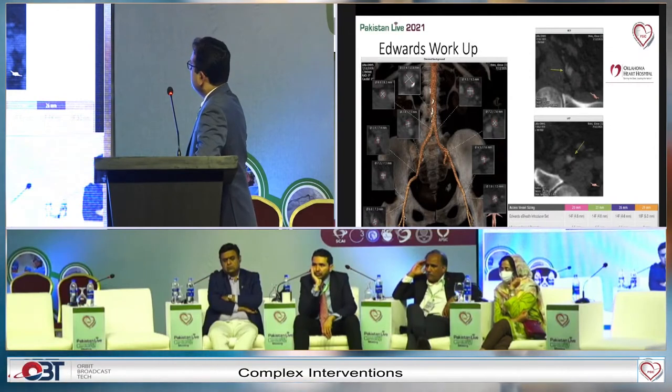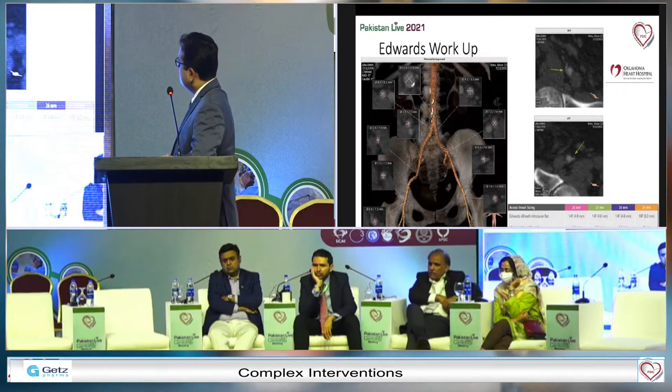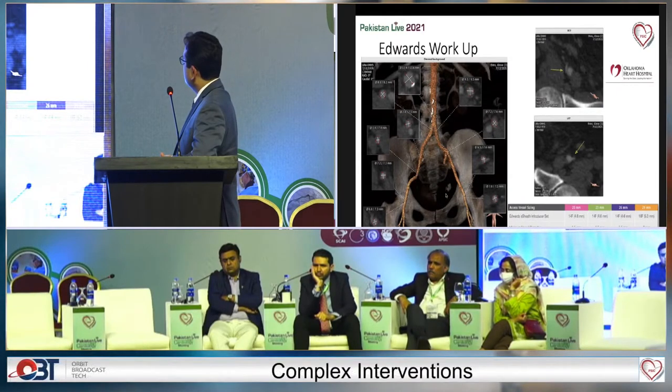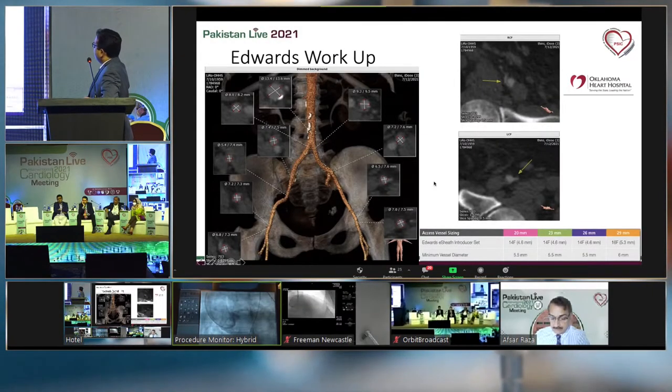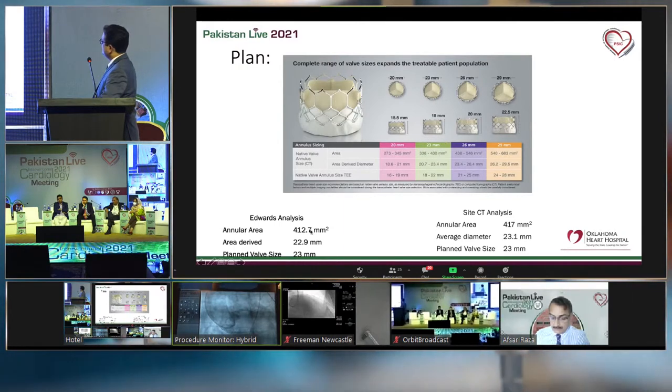This is the sizing chart. So what I would have you notice is that annular area is 412 by Edwards, and we measured 417, 23 millimeter here. Can you follow me, or am I going really fast? No, we're good. We can follow you. This is 23 millimeter, so the range for that is 338 to 430. So the nominal is 406. So the valve is slightly undersized compared to the annular area. So we're planning on putting in about 1 cc of contrast extra.